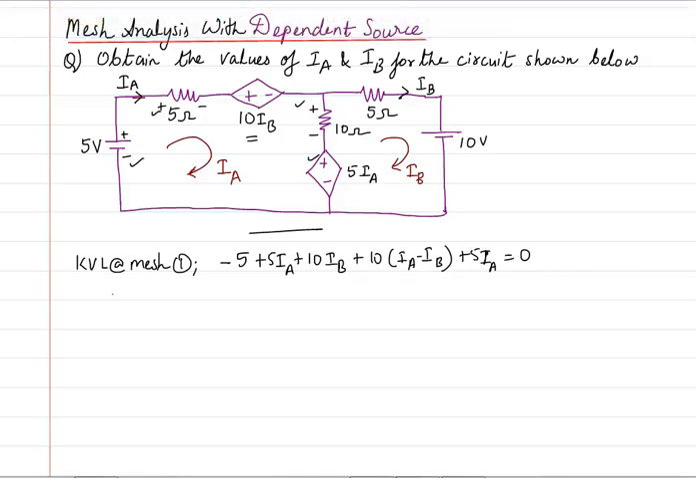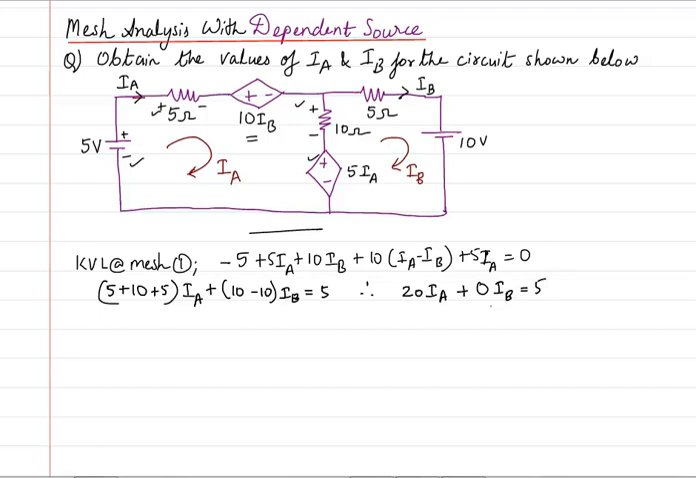So let me write it. Minus 5 will go the other side, all 5 for the first one, then we are having plus 10 IA plus 5 IA, the whole combined IA. Then I am having IB, so I will have 10 IB minus 10 IB is equal to this minus 5. If I take the other side, I will get plus 5. So therefore I can simply write 20 IA plus 0 IB is equal to 5.